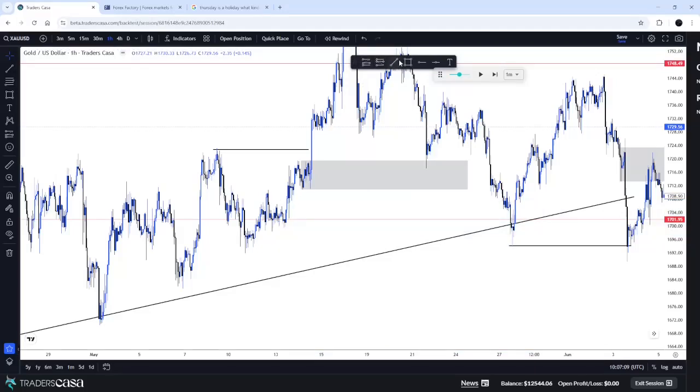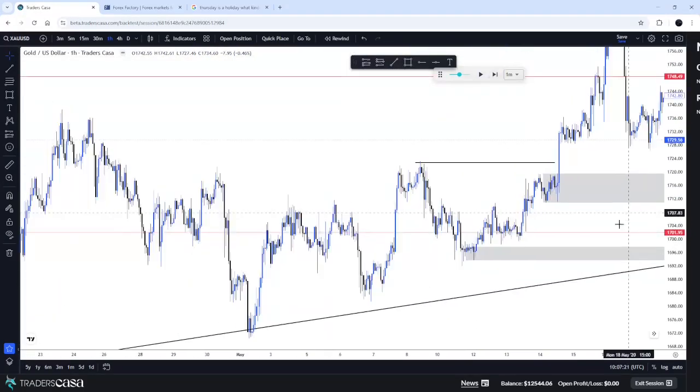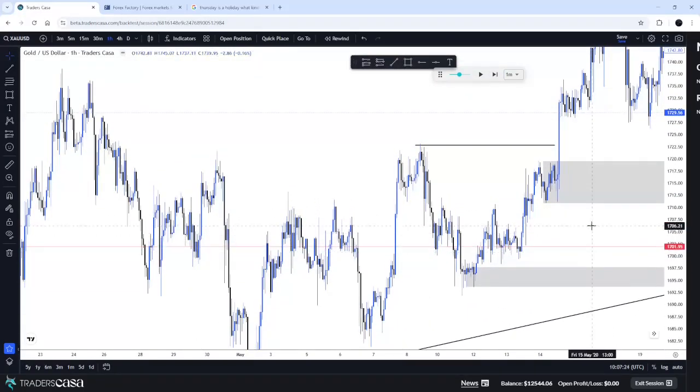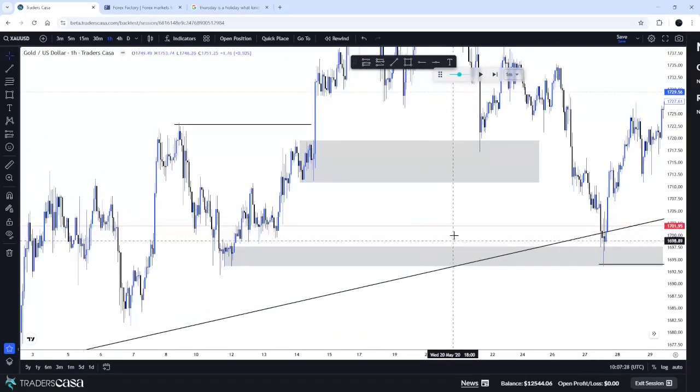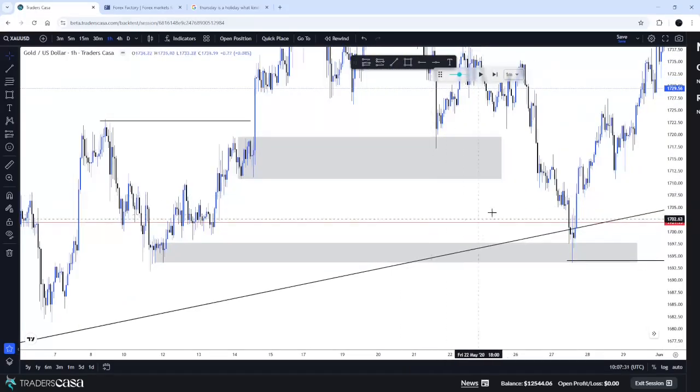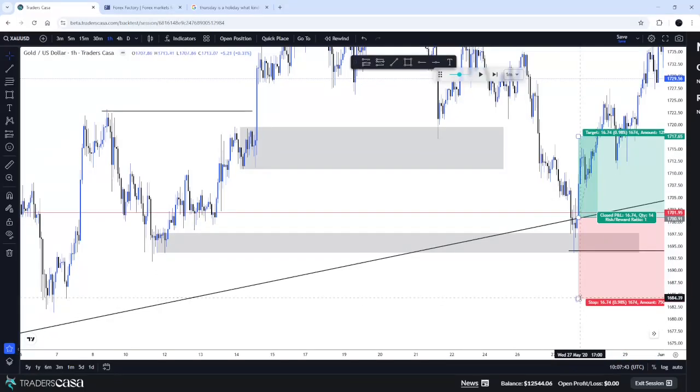You have a demand zone just beneath this side. If I zoom in clearly, you see a demand zone here. You can see a demand zone here. Those would have been your confirmation. After this candle, you would probably have entered here, or maybe would have entered here.